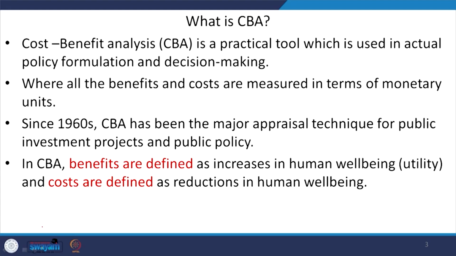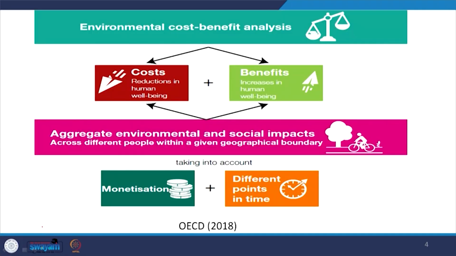And how are we measuring them? When we say benefits, they are defined as the increase in human well-being, or the increase in the utility of consumers or human beings. And when we say costs need to be monetized, it means the costs are in terms of reduction in human well-being, or reduction in the satisfaction or utility level of human beings. So, once we understand what cost benefit analysis is, with these two words, cost and benefits, in the context of the environment, how are we going to analyze it?